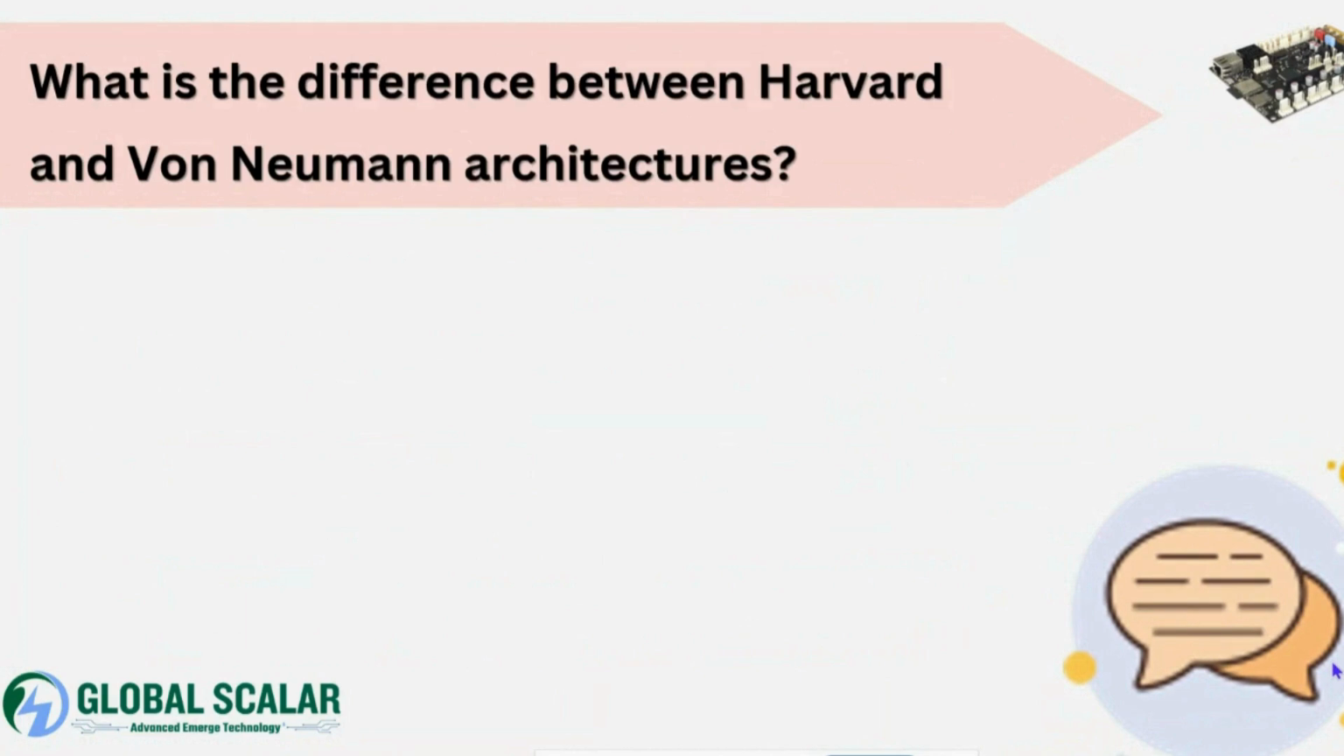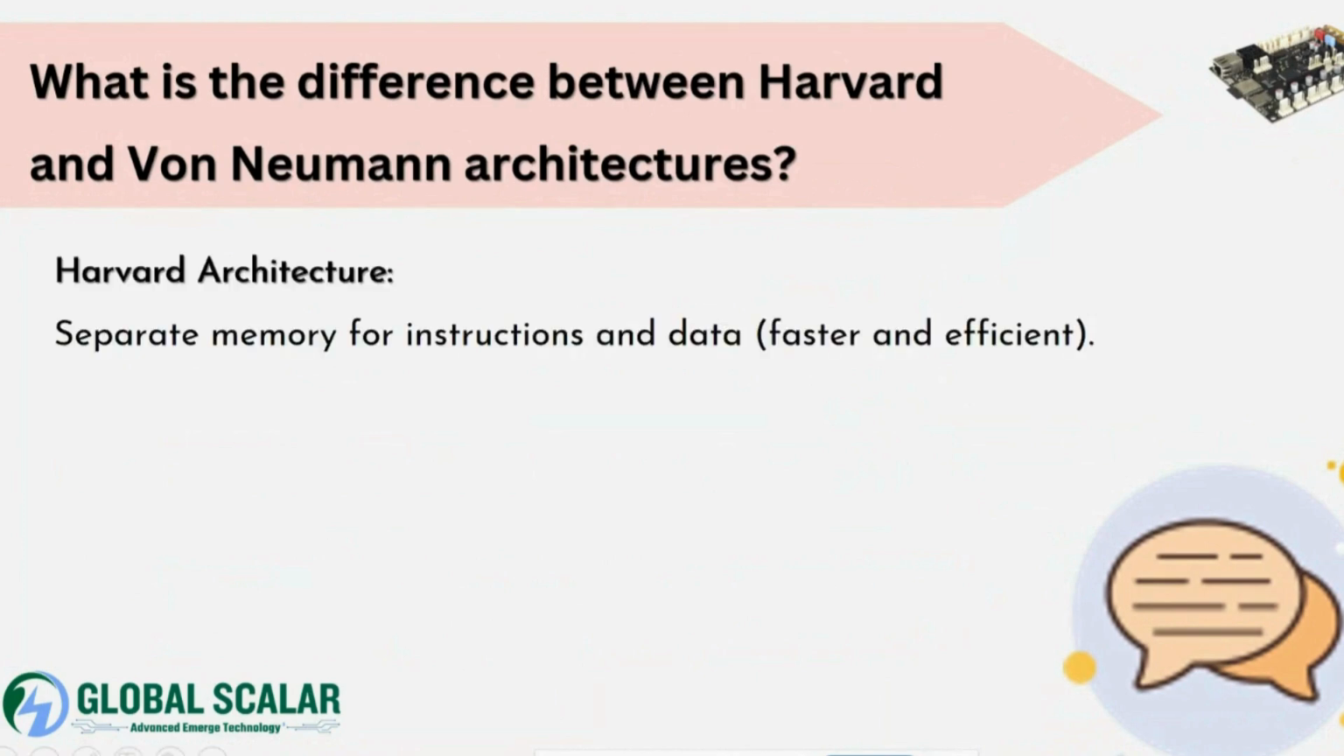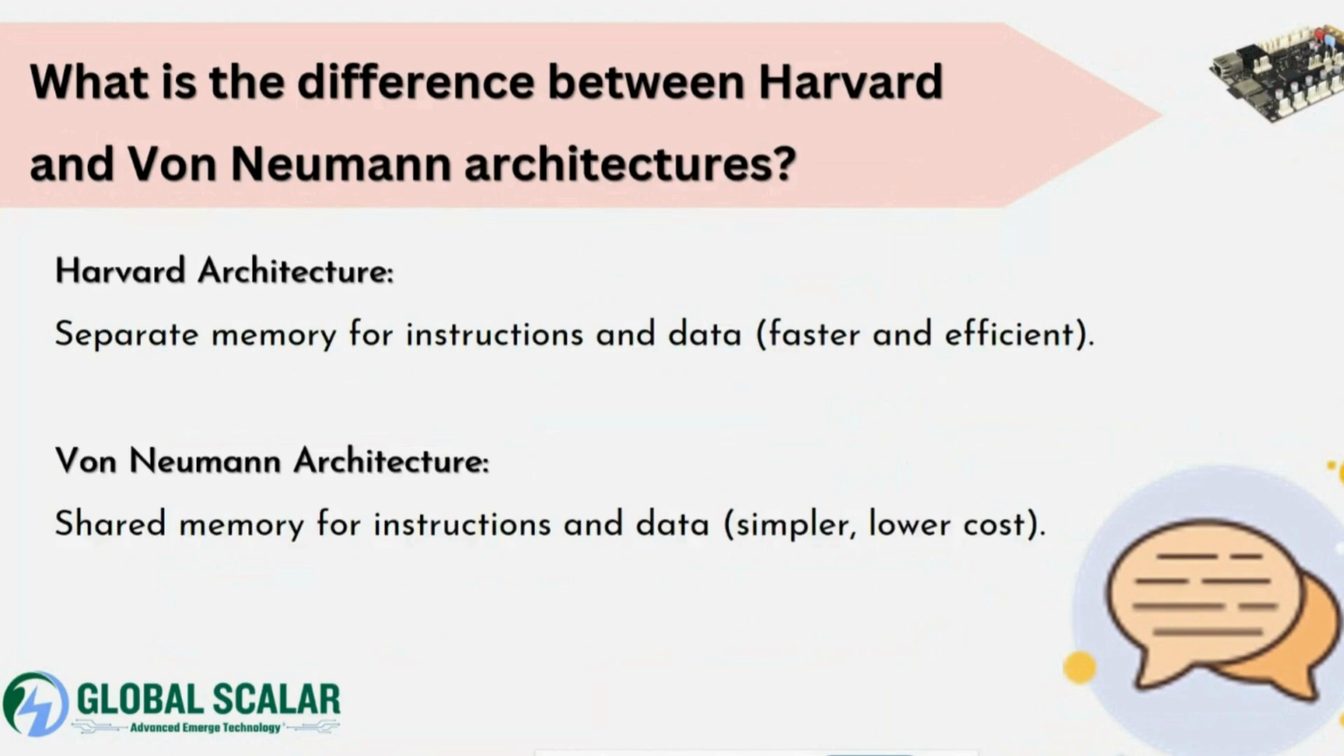What is the difference between Harvard and Von Neumann architecture? Harvard architecture has separate memory for instructions and data, which is faster and more efficient. Von Neumann architecture has a shared memory for instructions and data. It is simpler and lower cost.